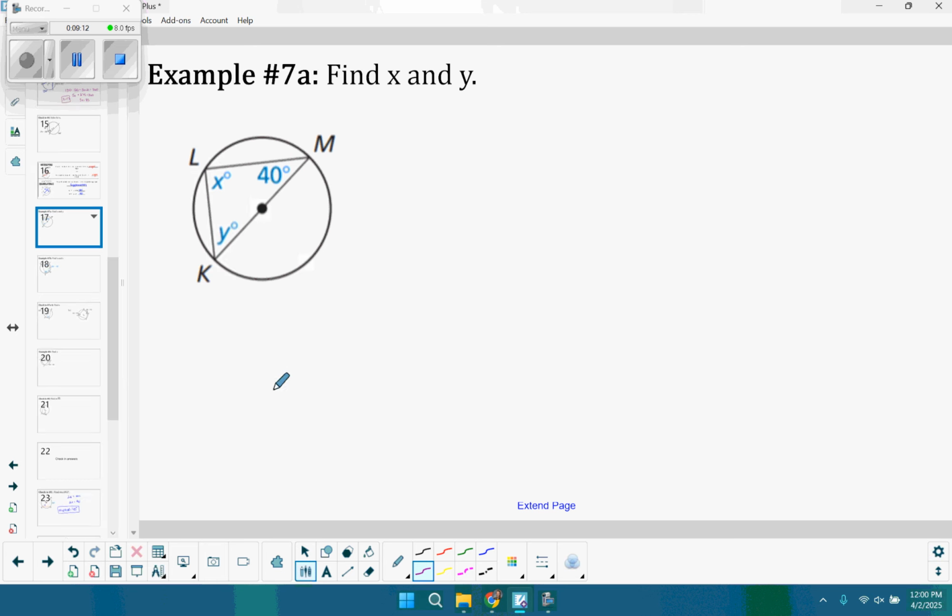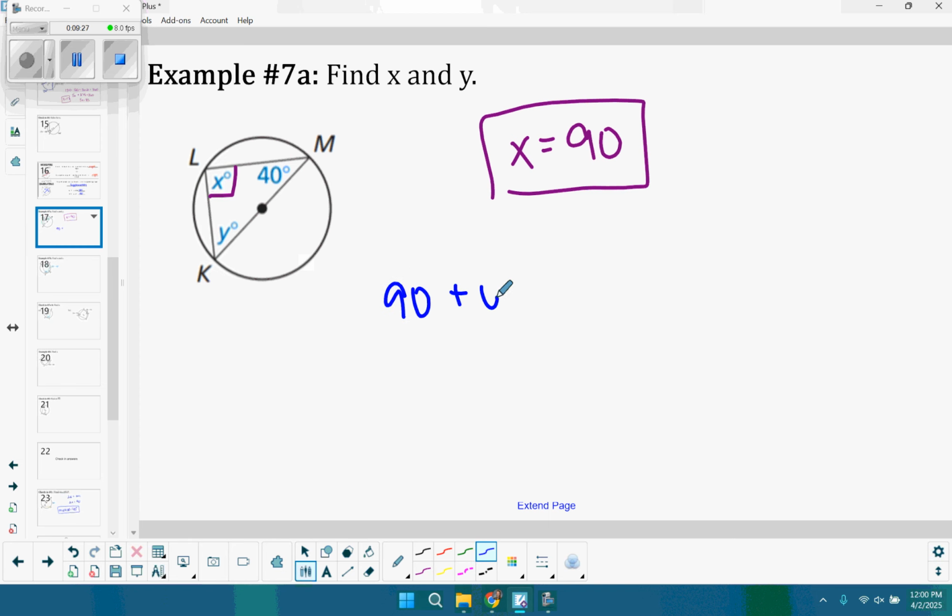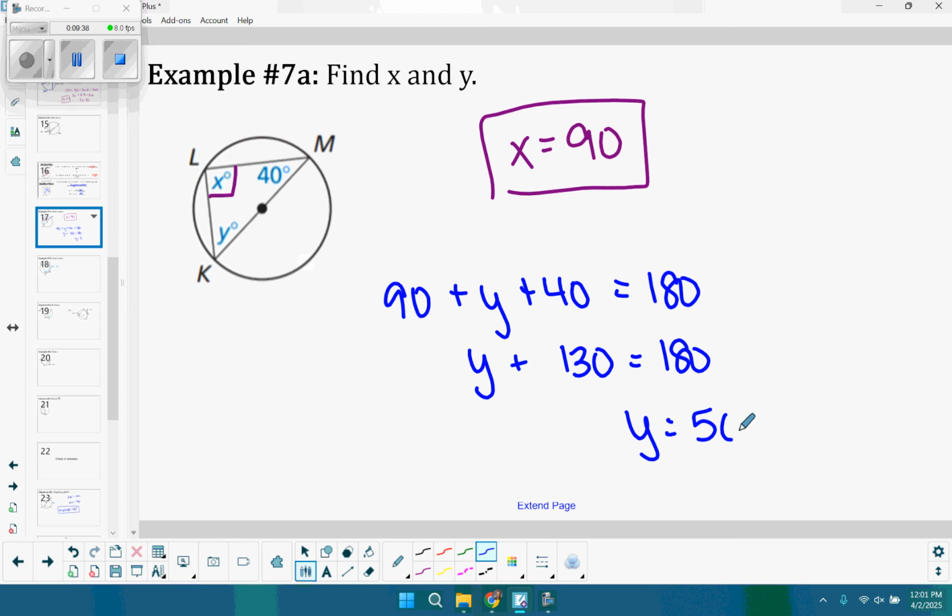So for example, 7a, we see that we have a triangle inside. This side is the diameter, which makes it a right triangle. So x is equal to 90. And then x plus y plus 40, or 90 plus y plus 40, would have to add to 180 because all triangles are 180. So y plus 130 is 180, and y would be 50.